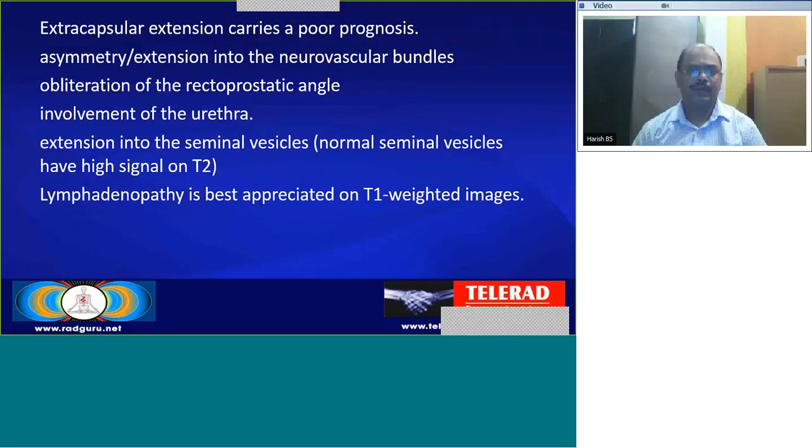Extracapsular extension carries a poor prognosis. These are the parameters which are used to evaluate the extracapsular extension. One is the asymmetry and extension into the neurovascular bundles. Then there is the obliteration of the rectoprostatic angle, involvement of the urethra, and extension into the seminal vesicles. Generally, the normal seminal vesicles have high signal on T2, which is obliterated in case of seminal vesicle infiltration. Then lymphadenopathy is best evaluated on T1 weighted images.